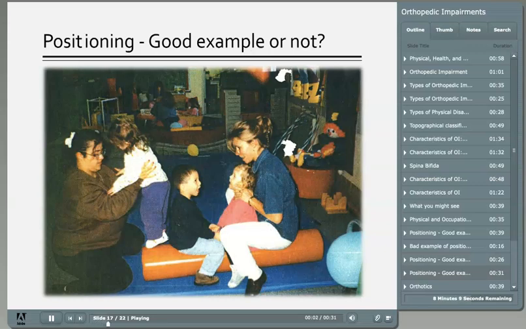Here is the last one. Do you think this is a good example of positioning or not?